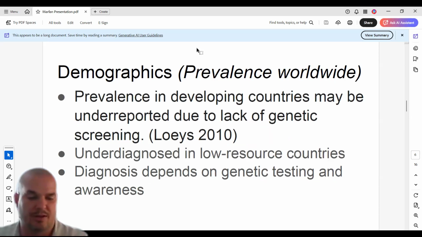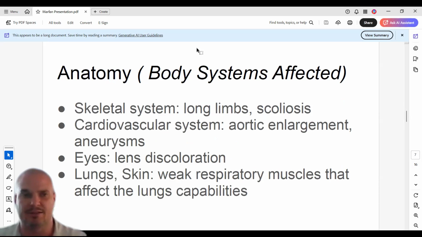In countries with fewer healthcare resources or limited access to genetic testing, Marfan syndrome is often underdiagnosed. That means many people might have the condition but don't know it because they haven't been tested. A study by Boys and colleagues in 2010 discussed how important it is to use accurate diagnostic tools and international guidelines to ensure early detection.